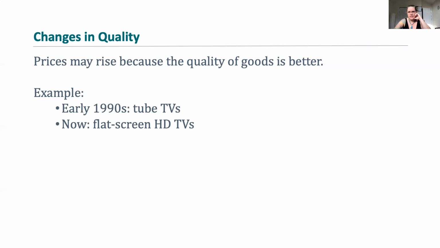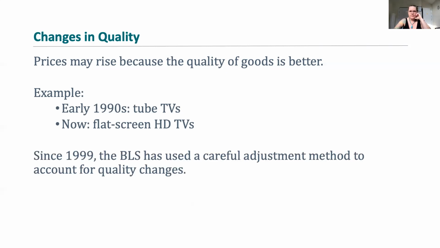This is like the TV example. They make adjustments, using a very complicated formula, with associated quality changes, so that we're not comparing apples and oranges, right? We're not comparing tube TVs from the 90s with flat screen TVs from the 2000s. Those are actually two different goods, even though they're both television sets.